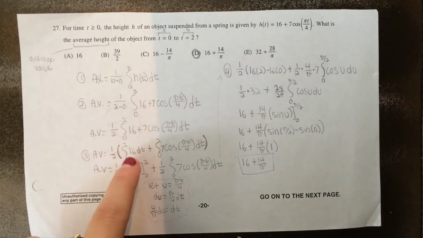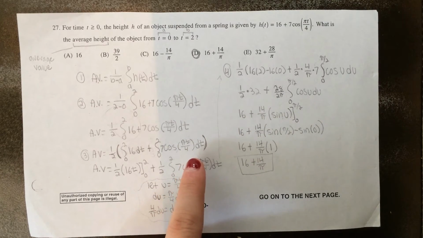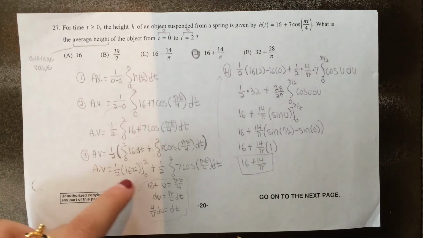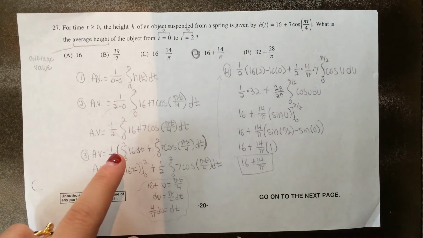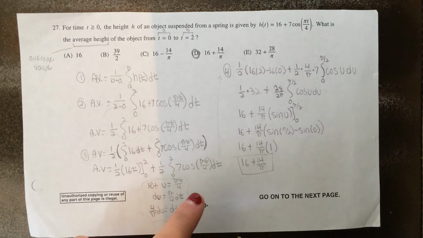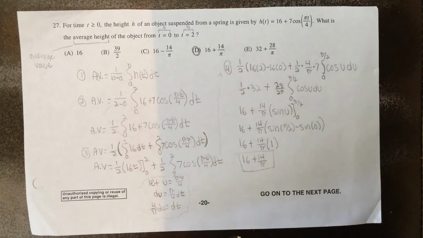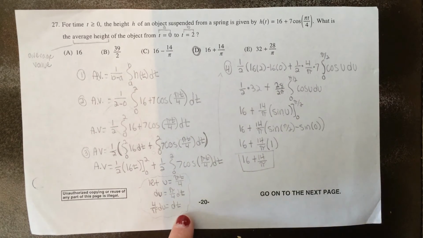And then I separated it into two integrals because the second one needs u substitution. So I got 1 half the integral from 0 to 2 of 16 dt, plus 1 half the integral from 0 to 2 of 7 cosine of pi t over 4 dt. So I let u equal pi t over 4, and then du equals pi over 4 dt. But there's no pi over 4 here, so we need to get dt by itself. I divided it out and got 4 over pi du equals dt.